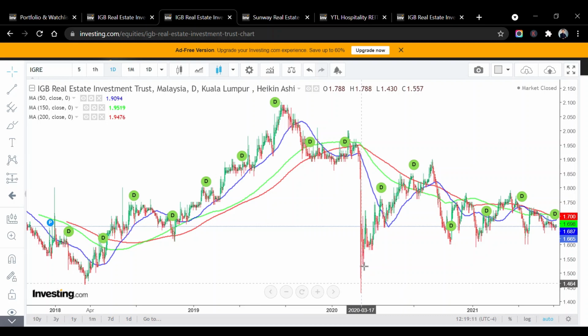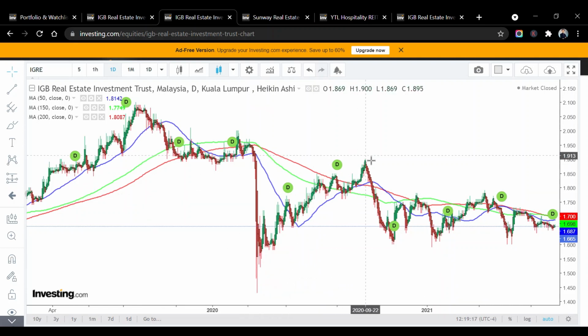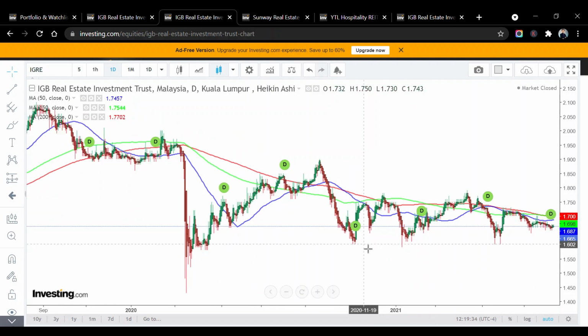You can see since March, I think this is March 2020, there is a plunge of share price due to coronavirus. After that it tried to bounce back all the way from the lowest of 1 ringgit 43 cent to almost 1 ringgit 90 cent. But then during September it plunged all the way back to 1 ringgit 60 cent, and after that this 1 ringgit 60 cent became like a support area. You can see this support area has been tested 3 times. Quite a strong support. It always bounces back when it hits that area.